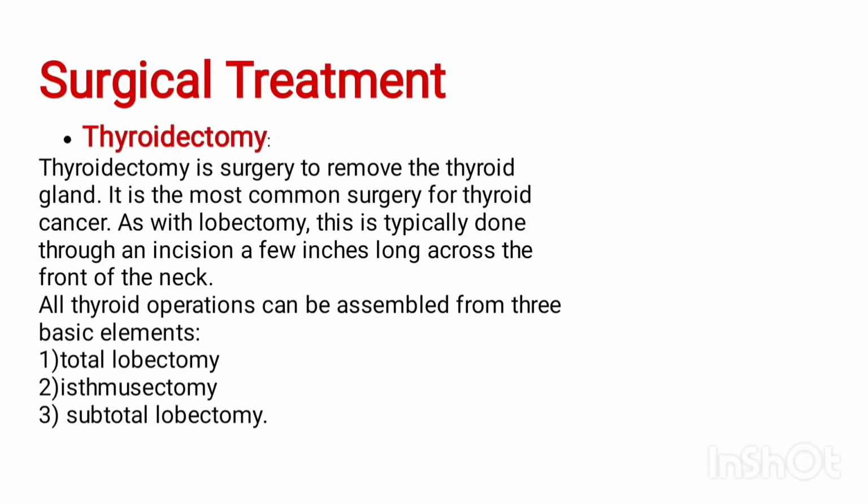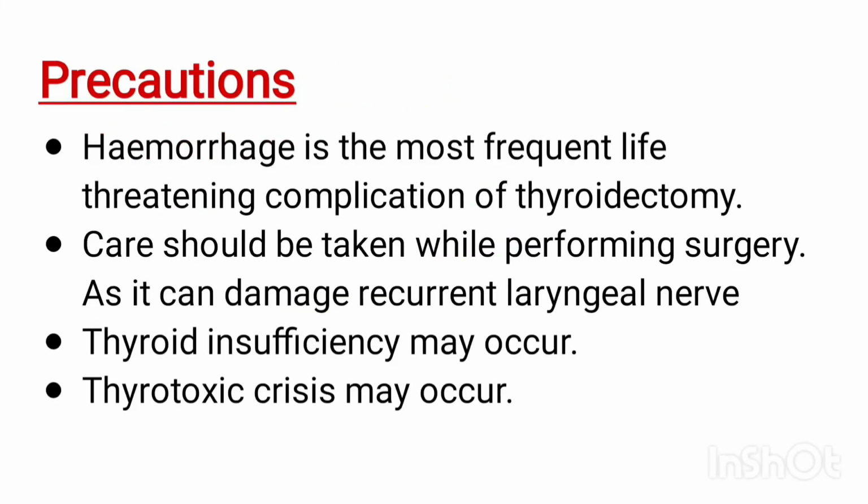If we talk about surgical treatment, then thyroidectomy is performed to remove the malfunctioning thyroid gland. It is the common surgery for thyroid cancer. As with lobectomy, this is typically done through an incision a few inches long across the front of the neck. So lobectomy is also performed with thyroidectomy. Three operations are usually performed: total lobectomy, isthmusectomy, and subtotal lobectomy.